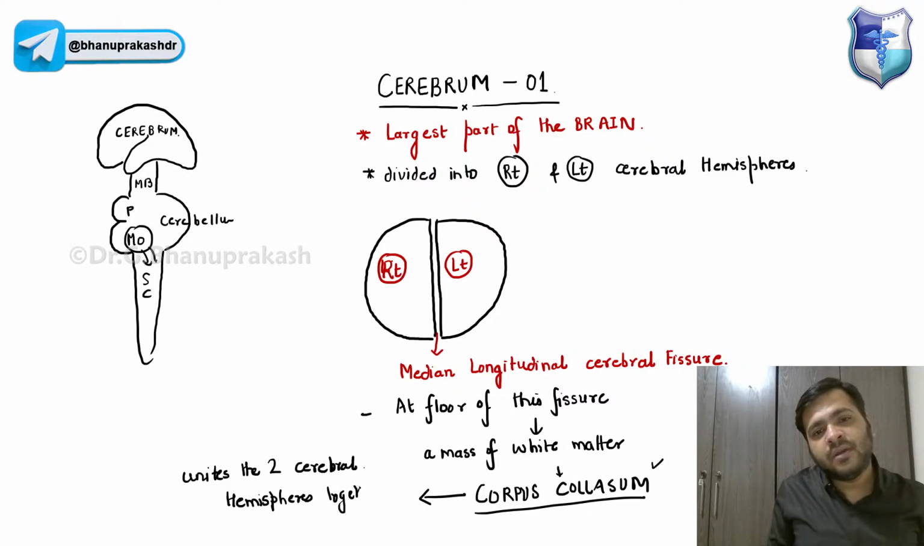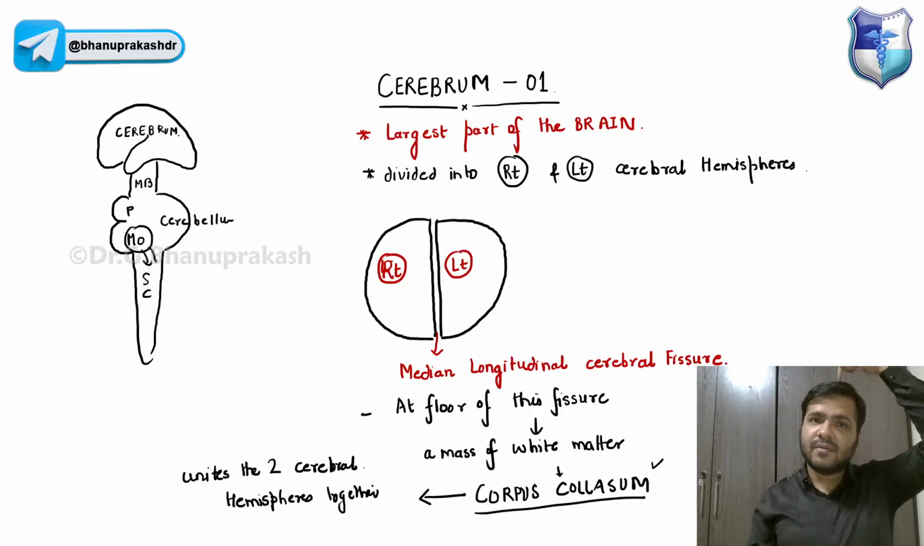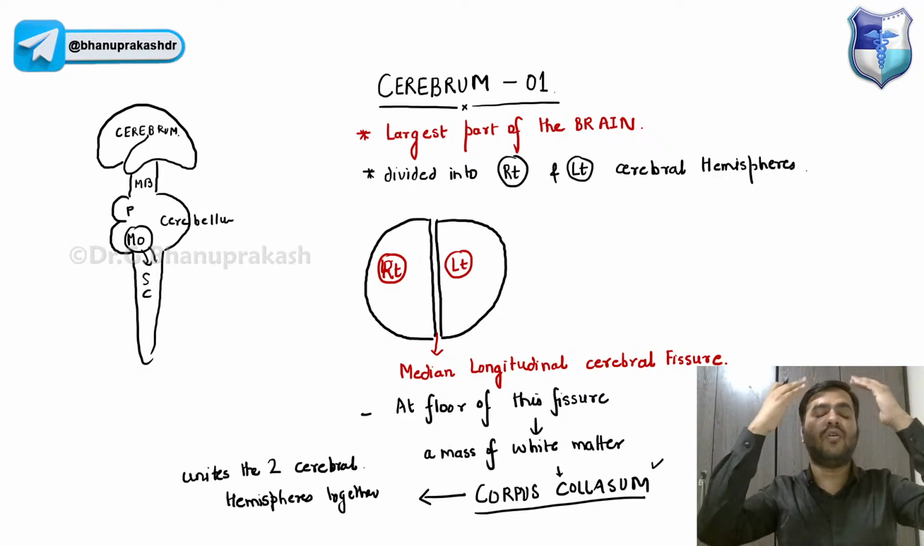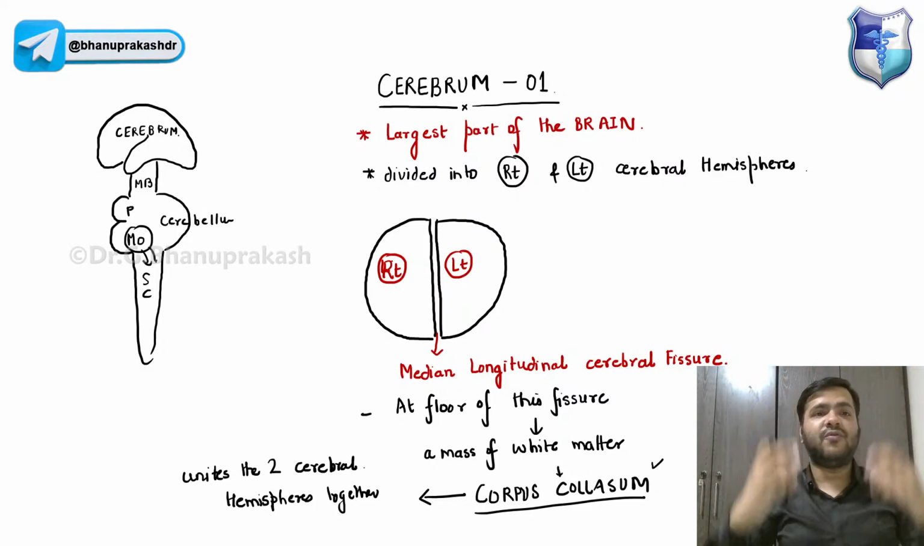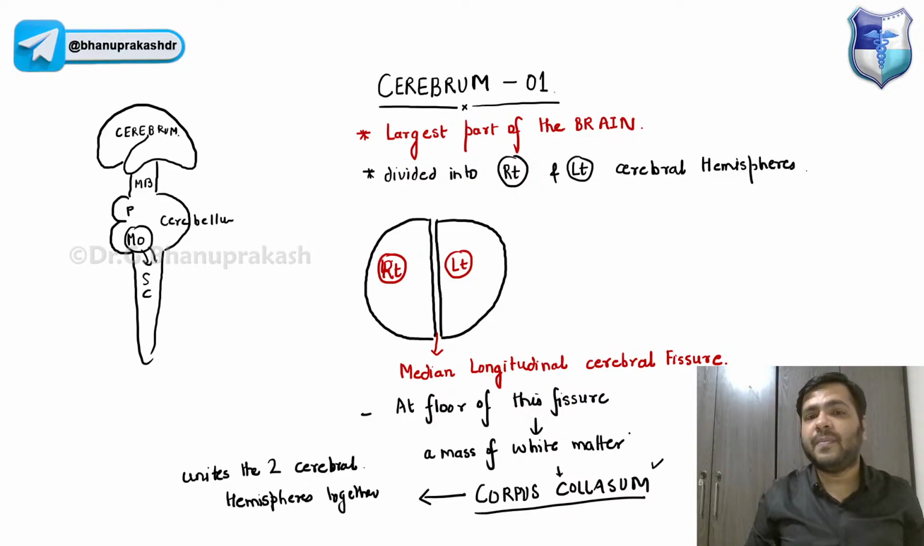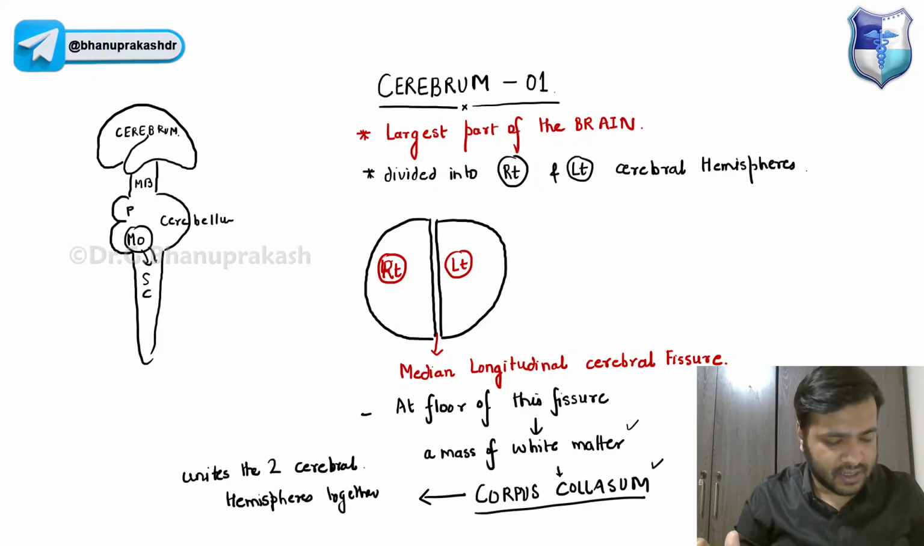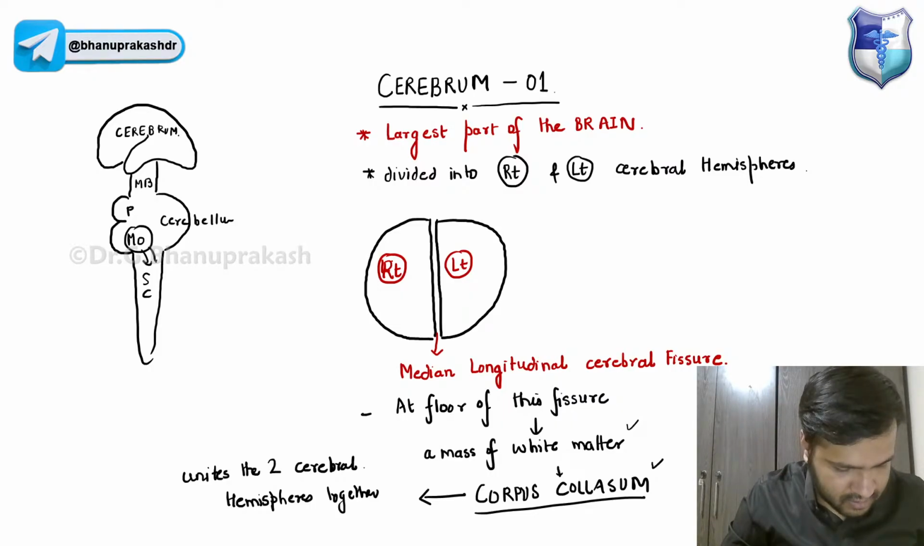Initially बेटा ऊपर की तरफ जब देखोगे बीच में, you will have an opening in the middle whenever you look from the superior part. But as soon as it goes down on the floor of the cerebral hemisphere, a mass of white matter will be there, and that is called the corpus callosum, which will unite these cerebral hemispheres together.